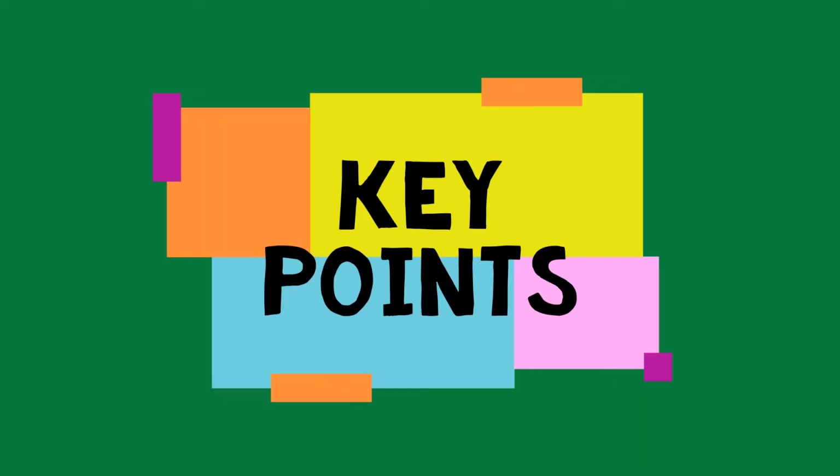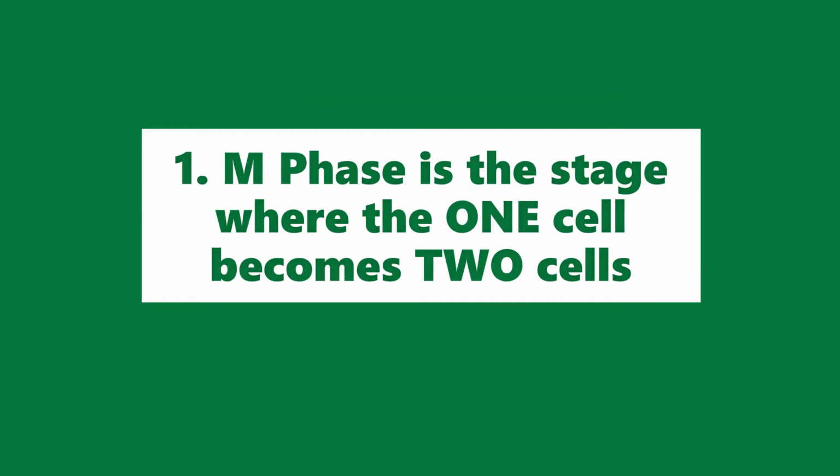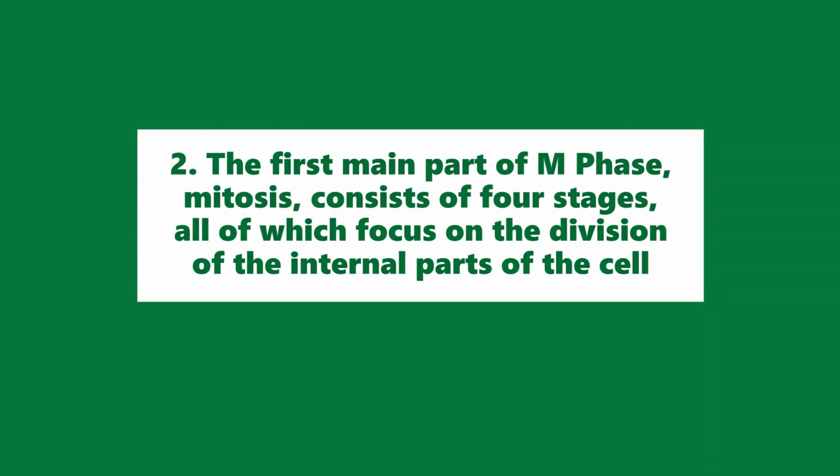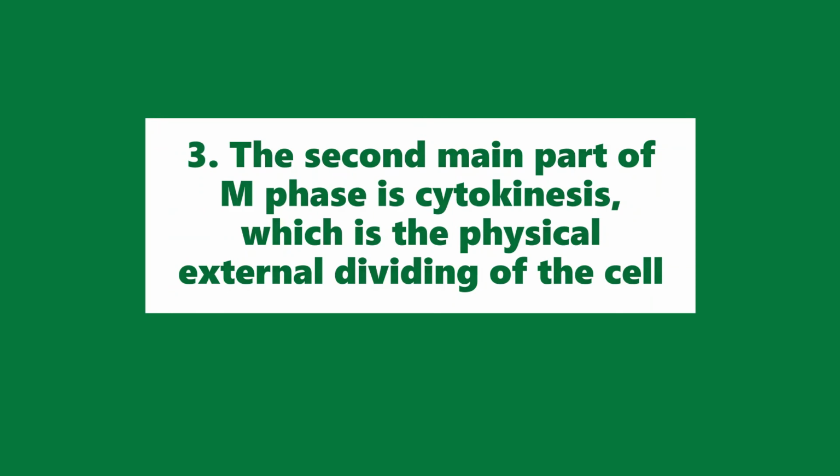Here are the key points you should take away from M phase. 1. M phase is a stage where the one cell becomes two cells. 2. The first main part of M phase, mitosis, consists of 4 stages, all of which focus on the division of the internal parts of the cell. 3. The second main part of M phase is cytokinesis, which is the physical, external dividing of the cell.